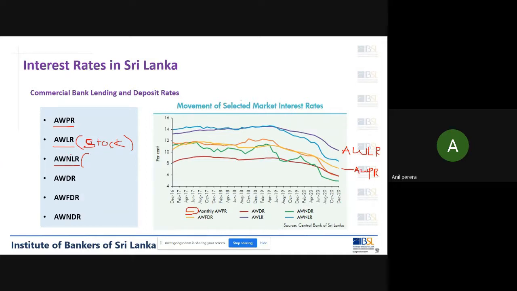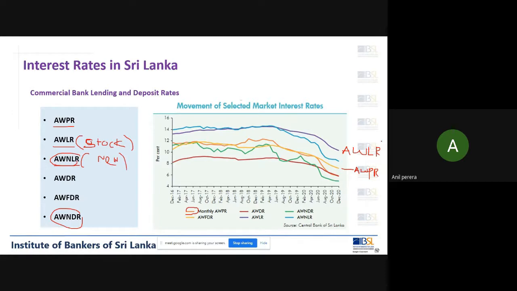And I'm actually happy that when I was the head of money and banking of the central bank, I introduced these two rates, AWNLR and AWNDR, to understand the movements of new interest rates in the economy. We introduced this with my team somewhere in 2014-15. Now they are well-established rates monitored by the market. So again, back to the lesson, NLR means based on the new loans.